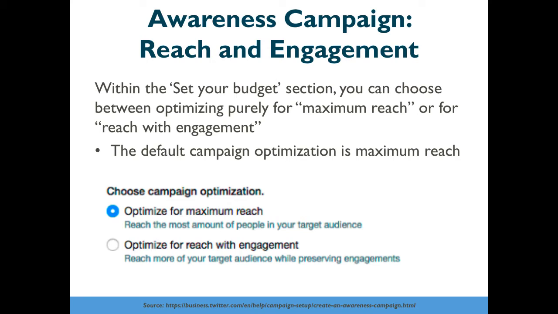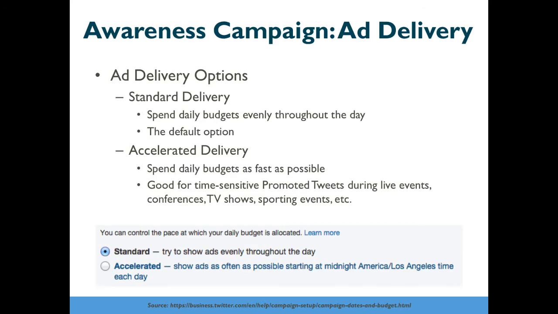So you can also establish your reach and engagement goals. Within the Set Your Budget section, you can also choose between optimizing purely for maximum reach or for reach with engagement. Maximum reach will reach the most amount of people in your target audience, but the reach with engagement will reach more of your target audience while preserving those engagements. So the default campaign is optimization for maximum reach.